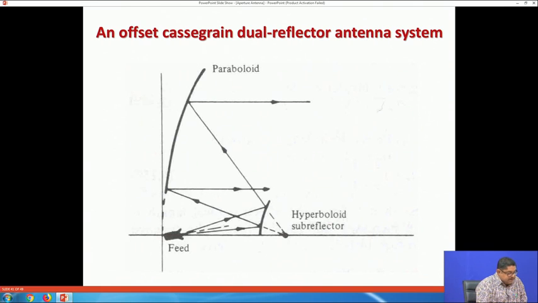Here the feed can be placed behind the reflector also. Actually, if you properly shape it, this feed can even be put behind the paraboloid reflector. By shaping the sub reflector, the aperture amplitude distribution can be controlled independently, and by shaping this paraboloid reflector, the aperture phase distribution can be controlled independently. Actually, this is the main thing in a dual reflector system.